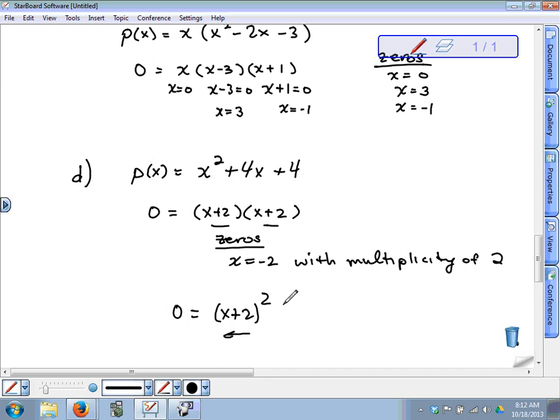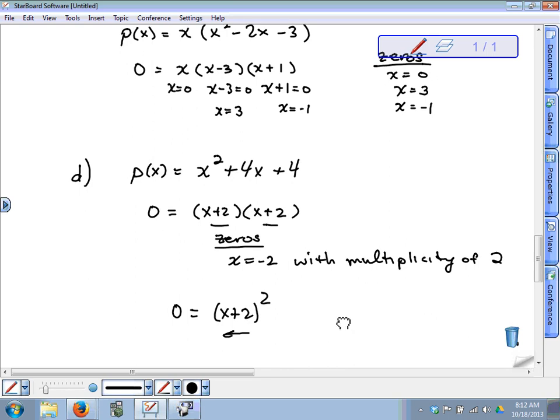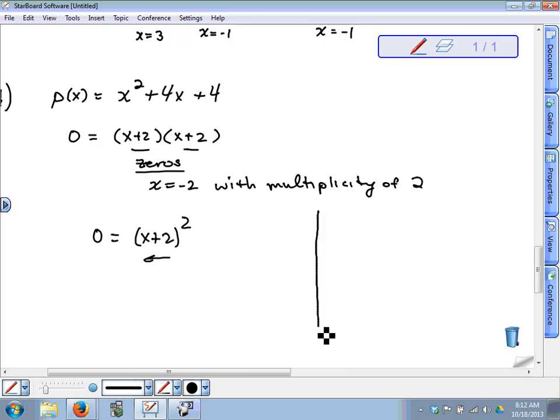Is there anything out here that moves it up or down? So if we were to graph this quadratic function, the parabola would move to the left 2 units, but it wouldn't move up or down, so the vertex is right on the x-axis. And it looks something like this. So the x-intercept, the graph doesn't necessarily cross through the x-axis at that point. It touches the x-axis. Okay? And that has to do with its multiplicity.